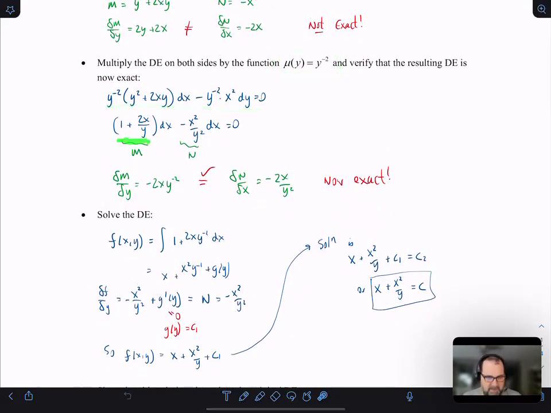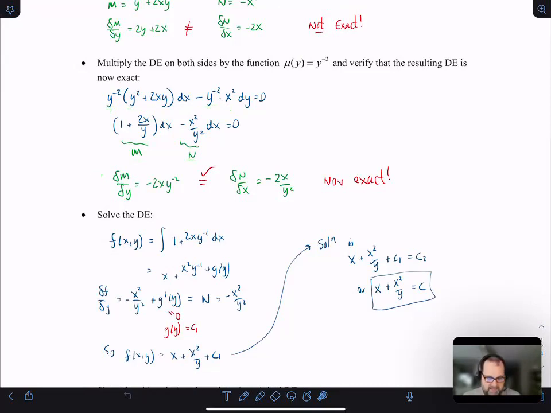Simplifying a little bit, this becomes my new M, right? y to the minus 2 times y squared is 1. y to the minus 2 times 2xy is 2x over y, and then this one is a bit more straightforward: we get minus x squared over y squared. So now we have this new M, this new N, and we can now check whether this is exact.